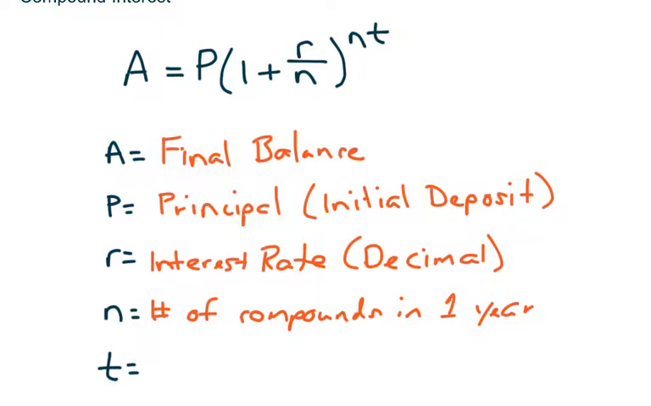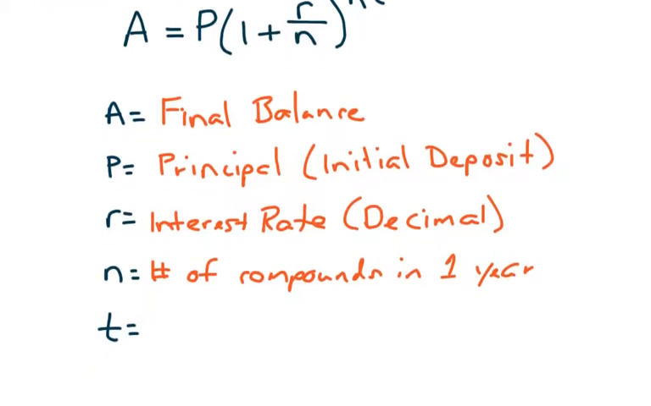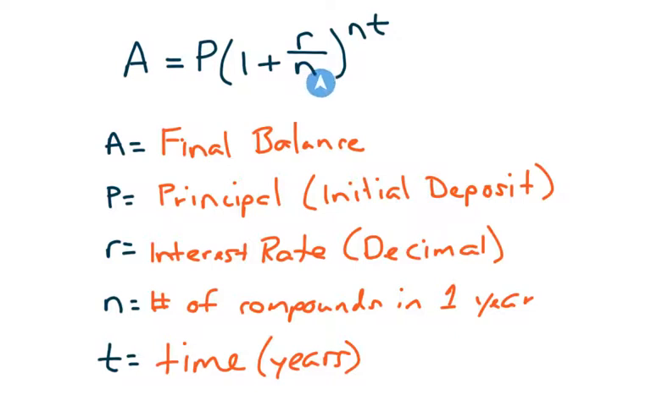If it's weekly, it's 52. Annually would be 1. So it's not how long or how much time has passed in between each compound, it's how many compounds in a year. And then T, just like in the last one, is time, and this one is definitely in years. Okay? Notice your N value appears twice, one in the bottom of a fraction, one is part of the exponent. Just keep that in mind.